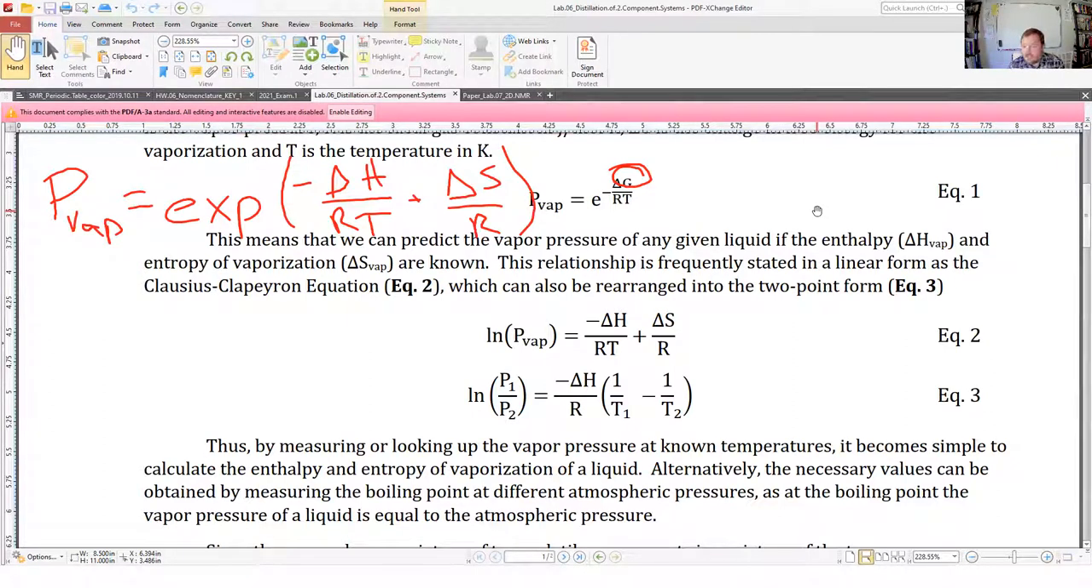Delta H, delta S, and R are all constants. So the only variable in here is T. So as a function of temperature, you can predict vapor pressure. And that's what you're actually going to plug into Excel.